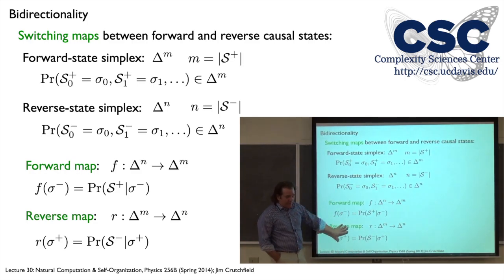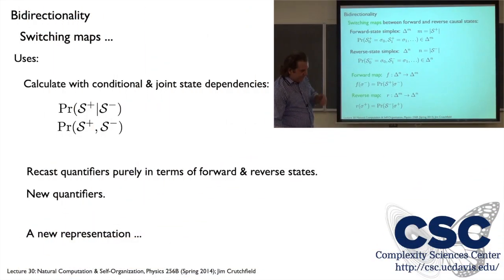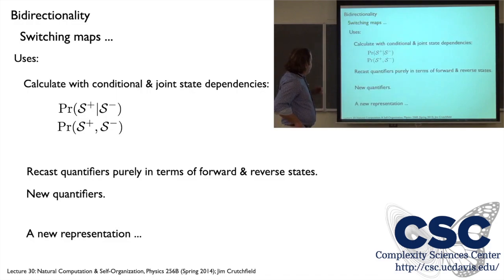And same thing with the reverse map. So these are these conditional distributions we just talked about. And we can think of them as mappings between these two simplices. Okay. And we essentially calculate those with the mixed states. We just have to track a little more carefully what we're doing and be comfortable with this interpretation of the mixed states as a mapping, as the switching maps.